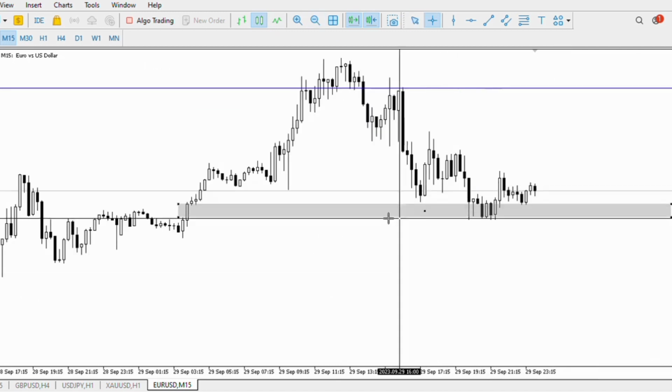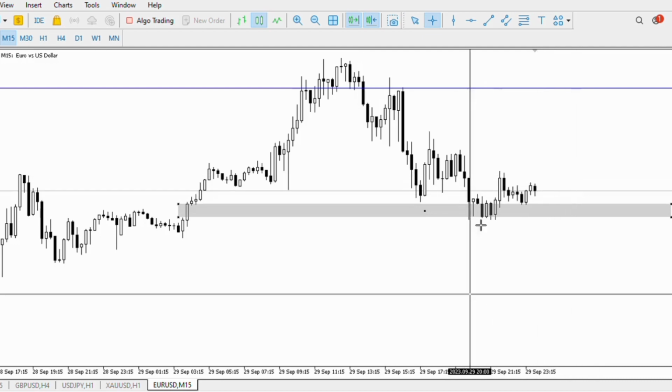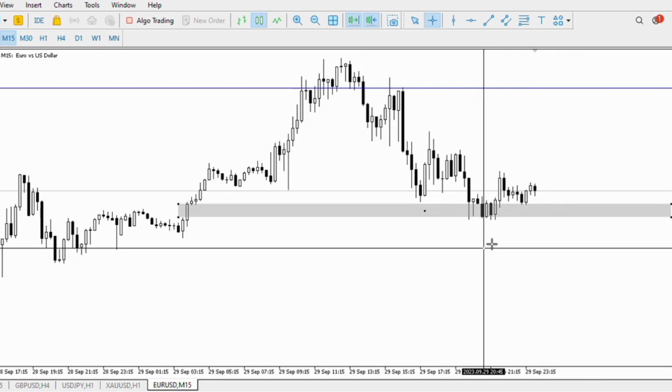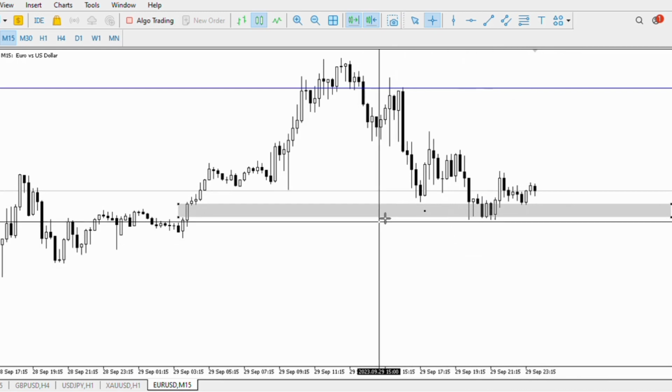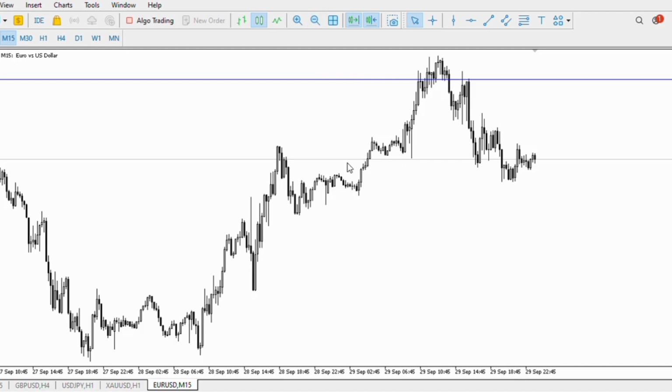Watch out for this level right here. But if price should break it, then we should not. Sellers are in to push price all the way down to the lower level of the daily time frame. So with that in mind, I'm also going to explain to you, if you are thinking of selling EURUSD, how do you go about it?